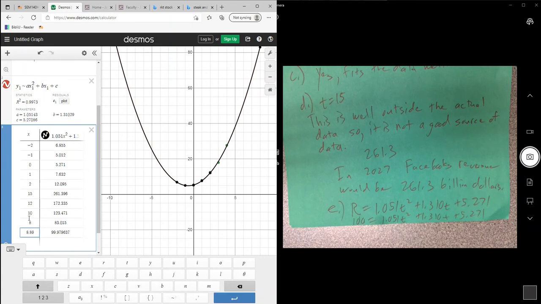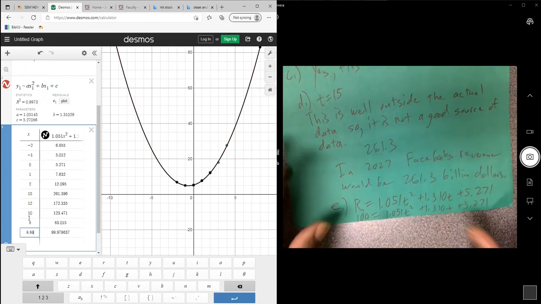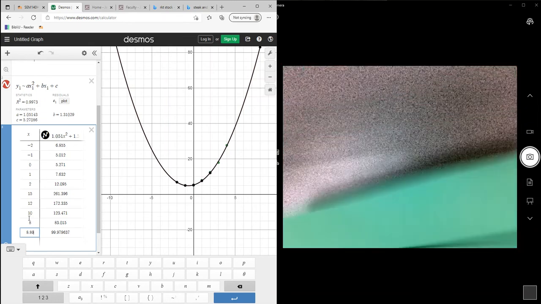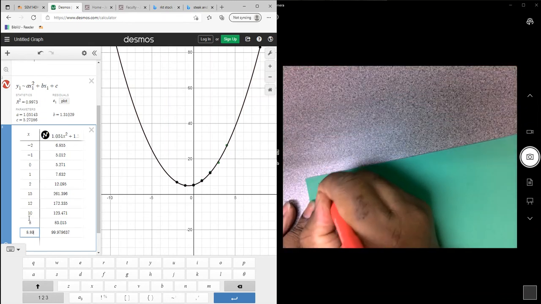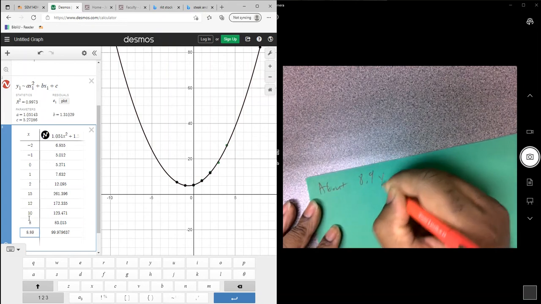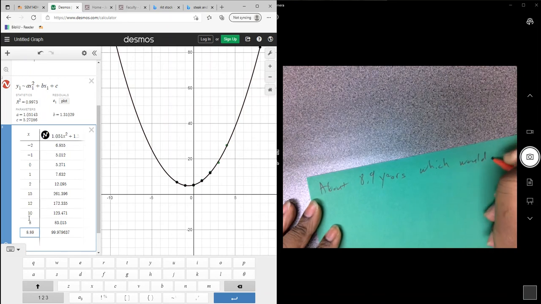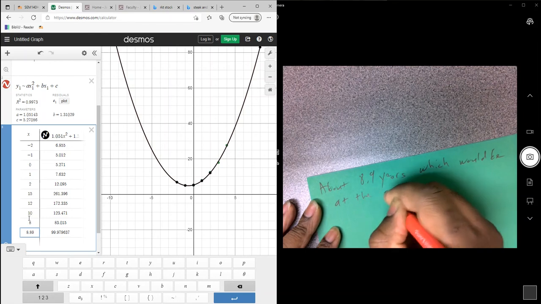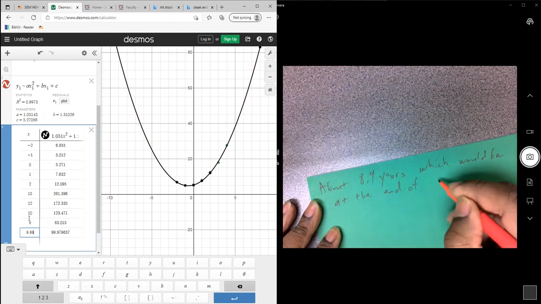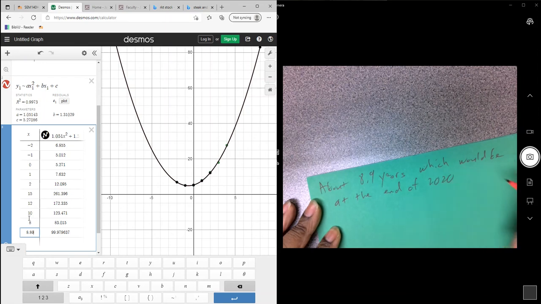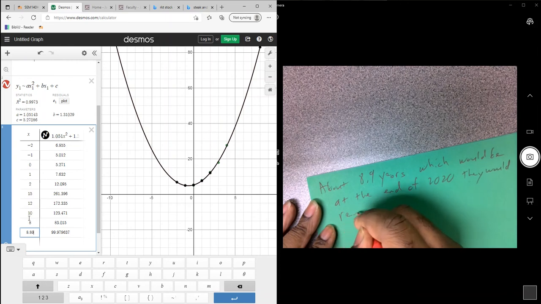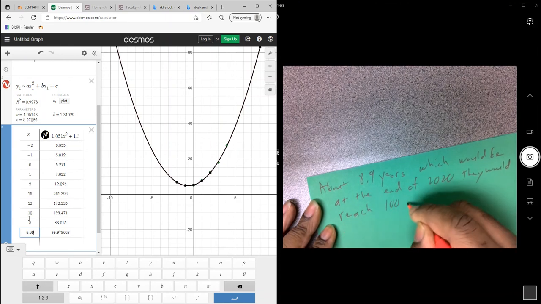So it said, what year does the model predict Facebook revenue will reach 100 billion? So that would be about 8.9 years. So we will put down about 8.9 years, which would be at the end of 2020. They would reach 100 billion.